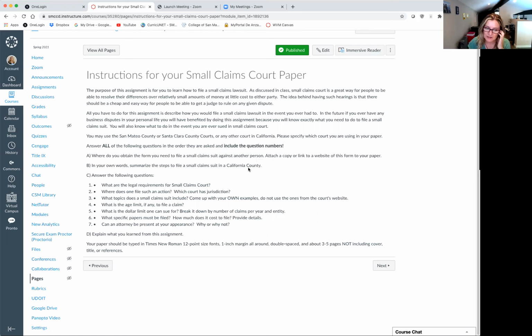So that's part B. Part C might have some information you have already included in Part B, but I still want you to answer these questions and include the question numbers, right? So question 1 is, what are the legal requirements to file a small claims court case?